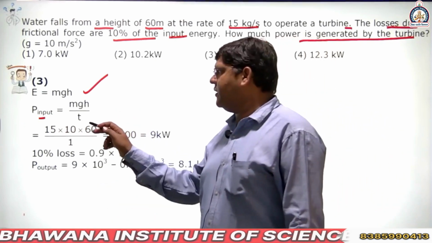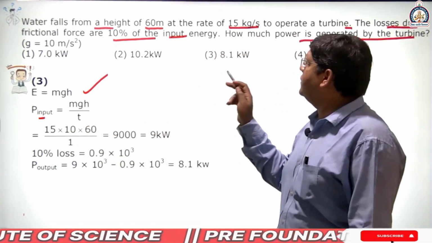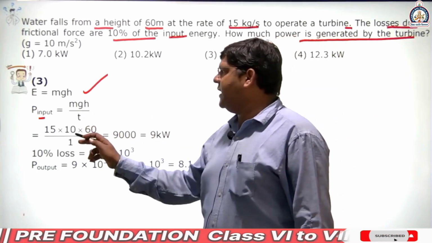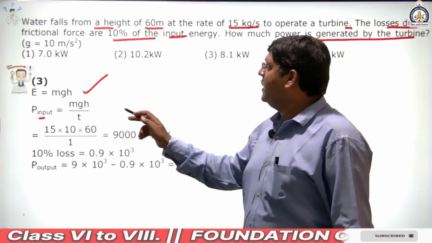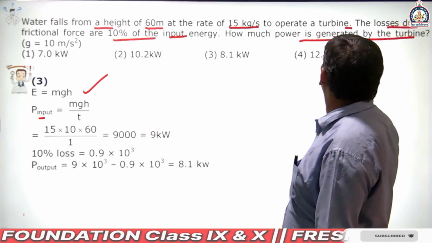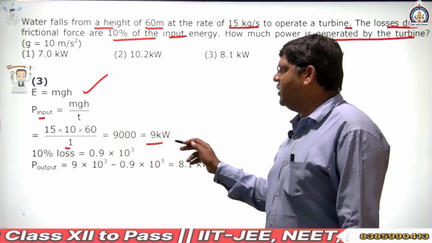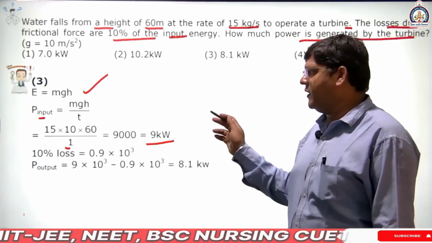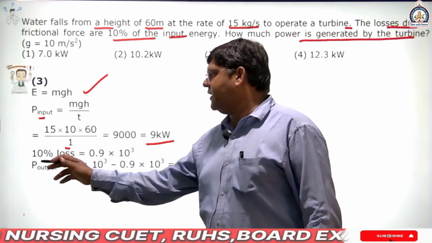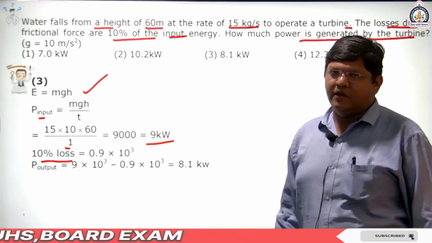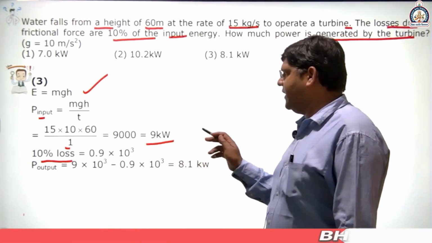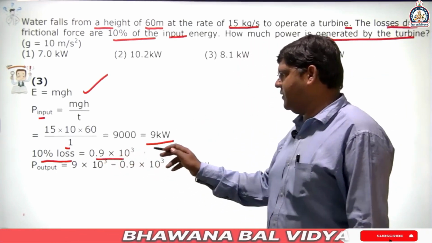So, mgh upon t. The value of m according to the question is 15, g is 10 and height is equal to 60, and time we are provided with per second, so it is equal to 1, so we get 9 kilowatt. Okay, so this is the input power. Now according to the question there are 10% losses. So the 10% of 9 kilowatt is 0.9 into 10 raised to power 3.